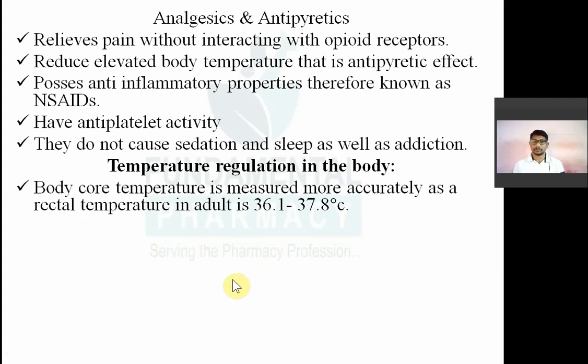accurate temperature. Normally, what is your normal body temperature? 36.1 to 37.8 degrees Celsius. So it is your normal body temperature, 36.1 to 37.8 degrees Celsius. If there is a decrease in the temperature from this normal, again it is a pathological condition. If there is an increase in temperature from this range, that is known as pyrexia or hyperpyrexia. So that means fever.